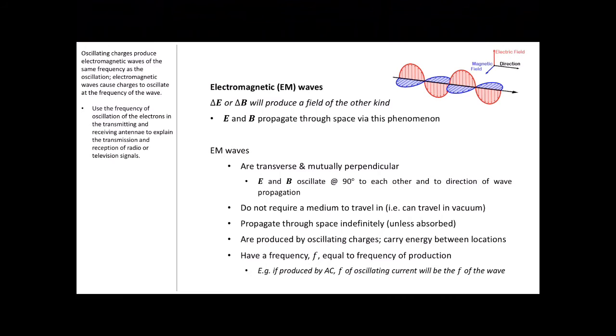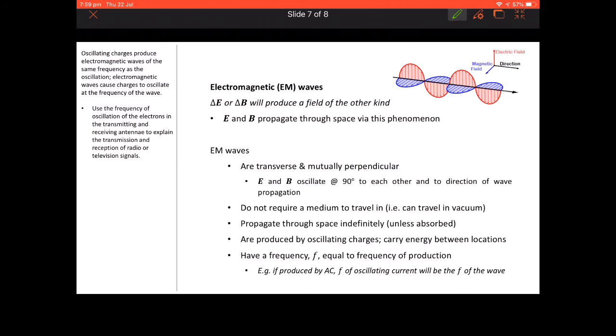And that is how electromagnetic waves propagate. Because a change in electric field or a change in magnetic field produces a field of the other kind, this means that both fields can propagate through space via this phenomenon. So in this little diagram here, we've got the electric field which is oscillating vertically. The magnetic field oscillates horizontally, and then the direction is in the third plane.